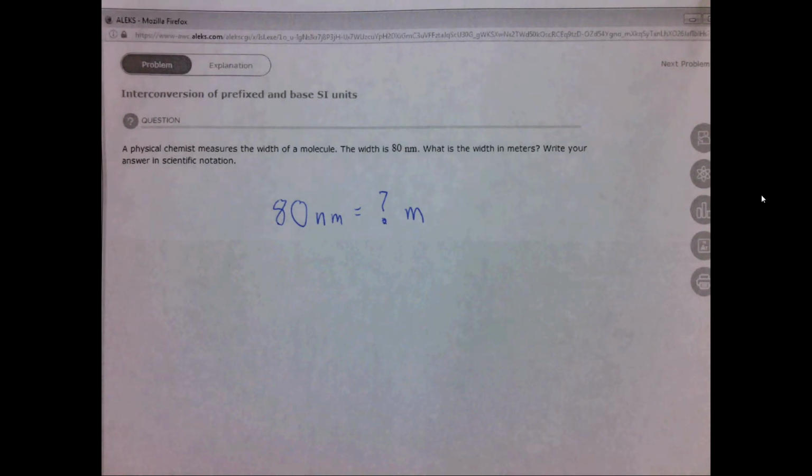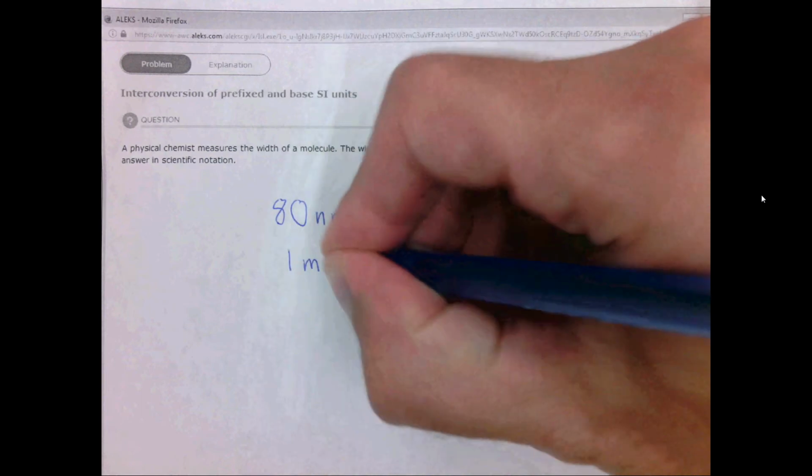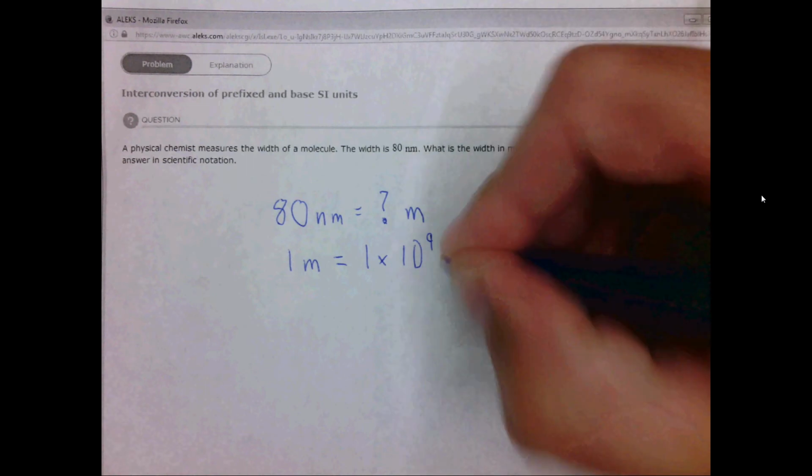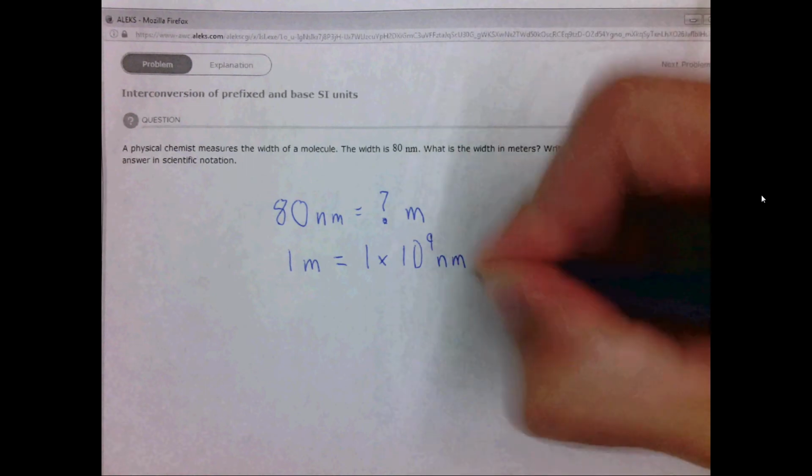This question can be solved using dimensional analysis. The first step to dimensional analysis is finding an equality between the two units. And you can look these up on tables on the internet or in a chemistry textbook. But what you'll find is that 1 meter equals 1 times 10 to the 9, or 1 billion, nanometers.